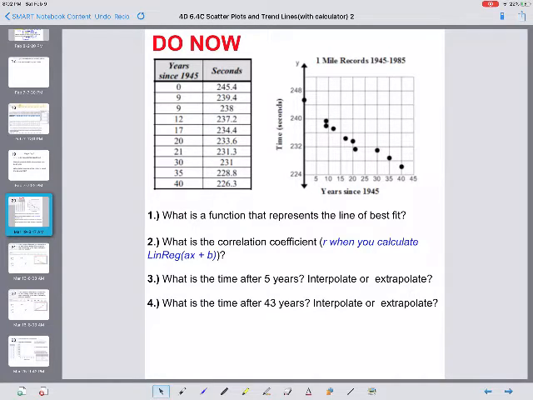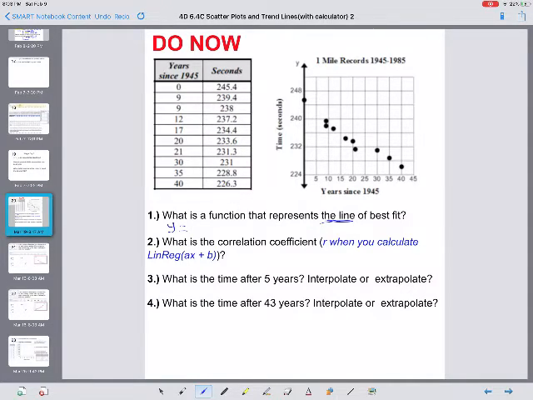All right. So here's the do now. It says, what is a function that represents the line of best fit? That is our trend line. So we're looking for a y equals or an f of x equals. The way we're going to do that is using our calculator.